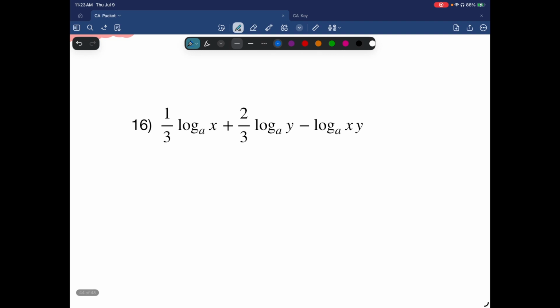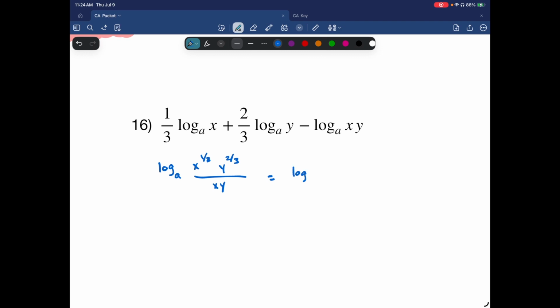Okay, so you have 1/3 and a 2/3. So let's just go ahead and write this. It's going to take a couple steps to get this right. So we have x to the 1/3, y to the 2/3 over xy. Well, I don't like those exponents, so I'm going to write it as a root.